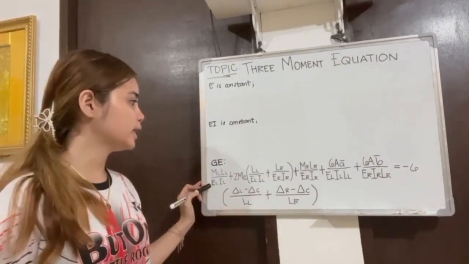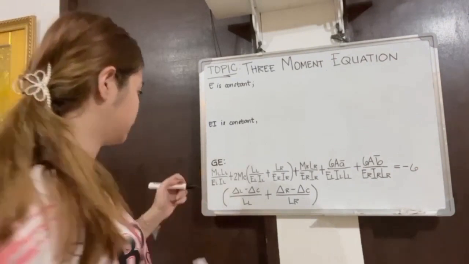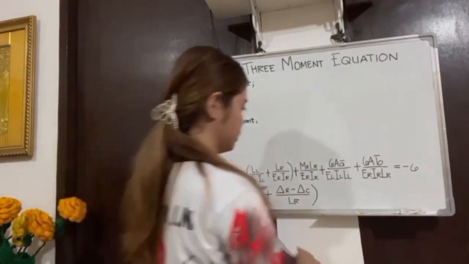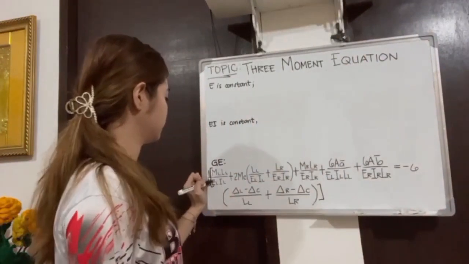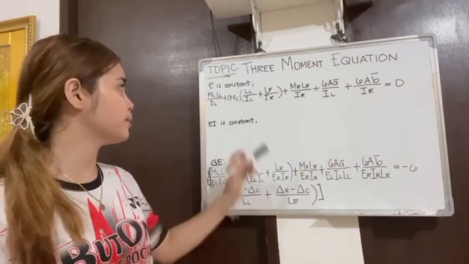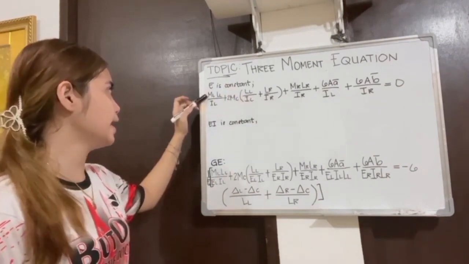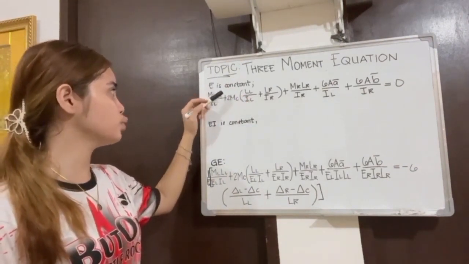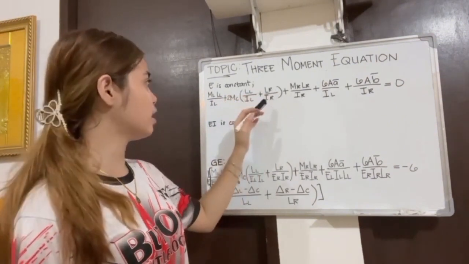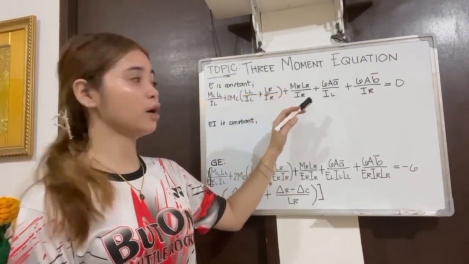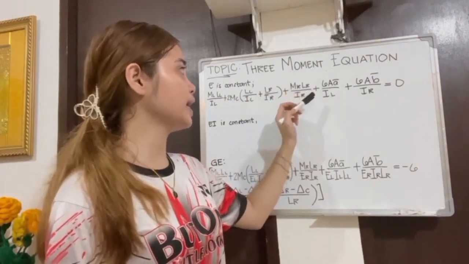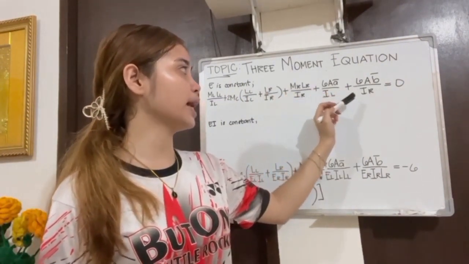So as we go back to the general equation of the 3-moment equation, if E is constant, we must eliminate the E value in the general equation. You can use 1 over E in order to eliminate the E. So if E is constant, E will be eliminated in the general equation of the 3-moment equation, which will be something like this. ML times LL over IL plus 2MC times LL over IL plus LR over IR plus MR times LR over IR plus the 3-moment equation, which is the 6A bar A over IL plus 6A bar B over IR equals to 0.